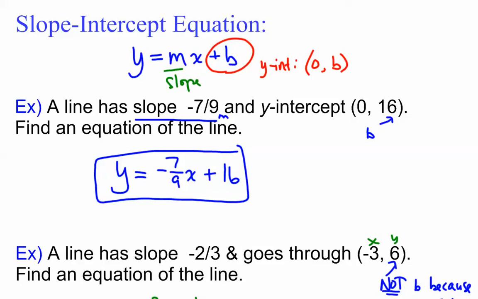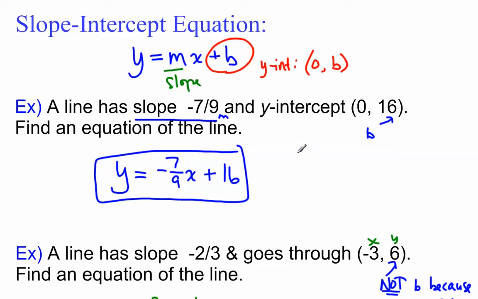Okay, we want to take a look at finding equations of the line. So we're going to use a couple different methods here. This first one is going to use the slope-intercept equation. And just as a review, that is the form y equals mx plus b, where m, that coefficient in front of the x, is going to be our slope, and this b, whether it's positive or negative, is going to be the y value in our y-intercept (0, b).